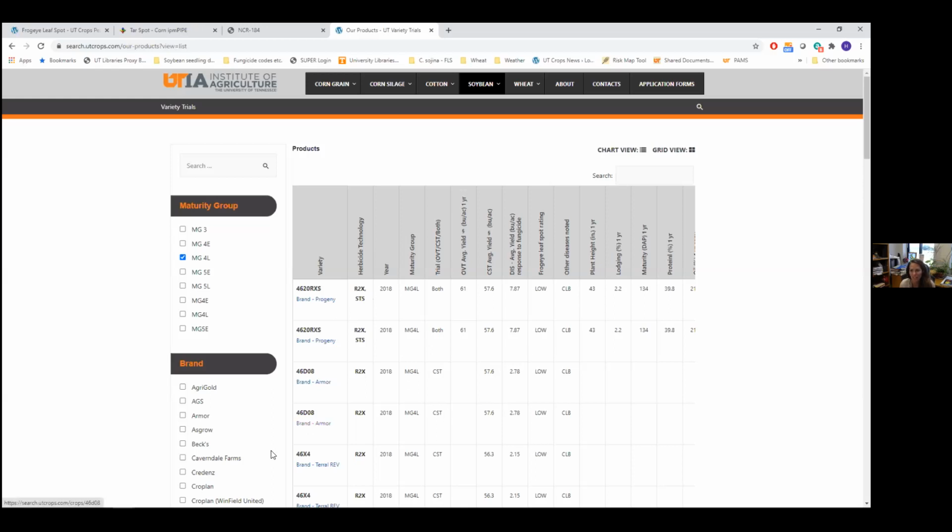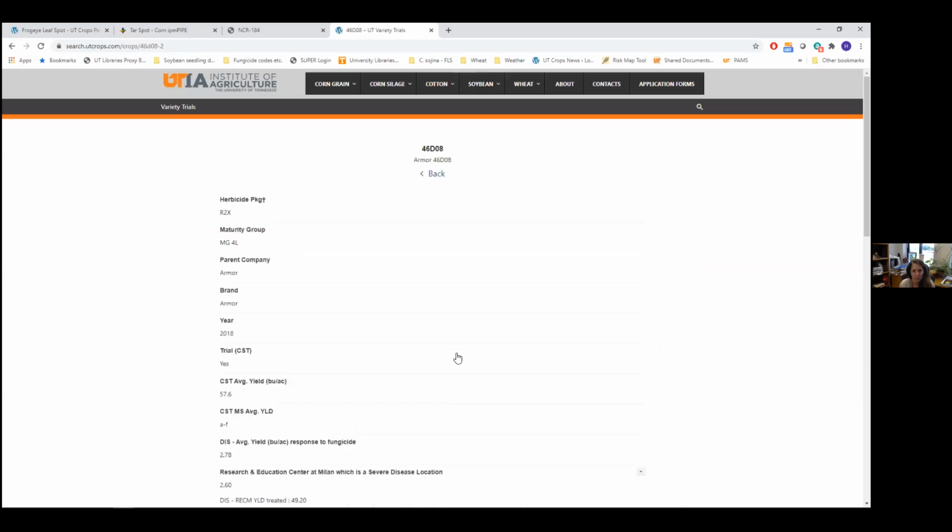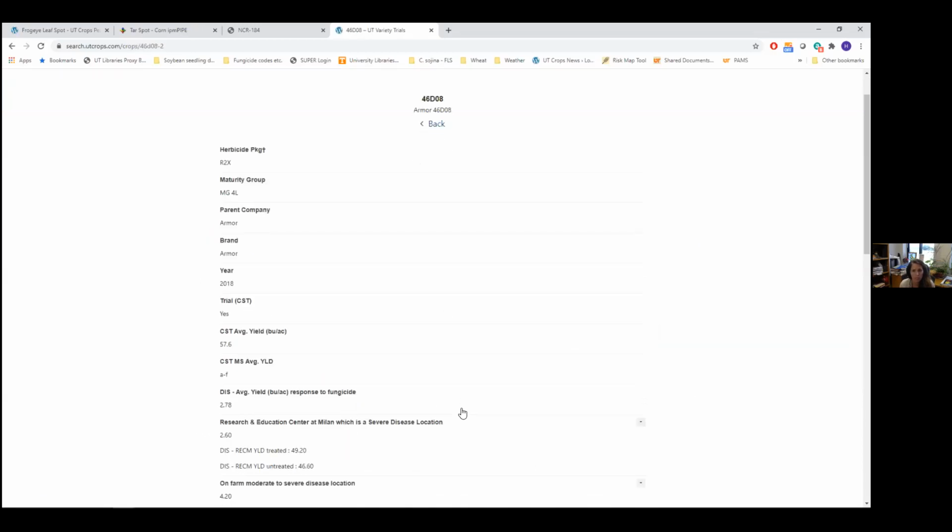We're seeing it twice, but at least the numbers match up as they should. I guess maybe because I checked 2018, it's showing 18 twice. But again, comparing then, if you look at this Armor here, 46D08, we only had a response of just under 3 bushels per acre. So again, it's something to be mindful of. It's just another tool that can be utilized.